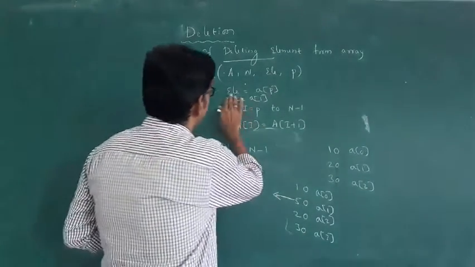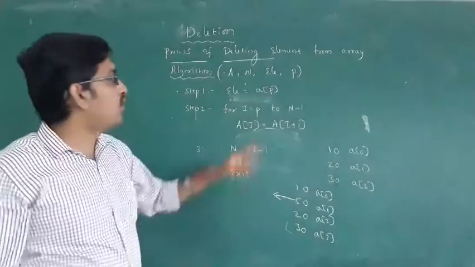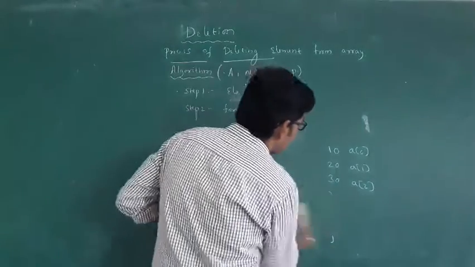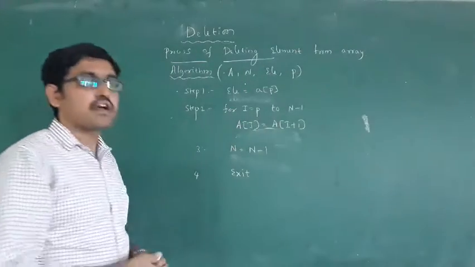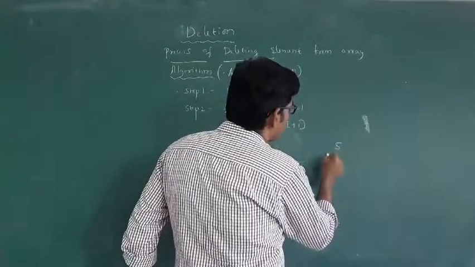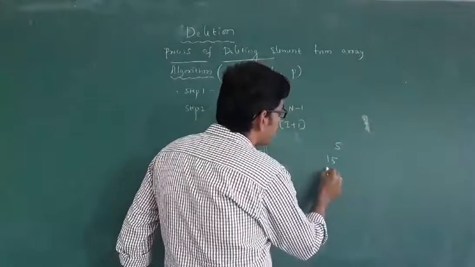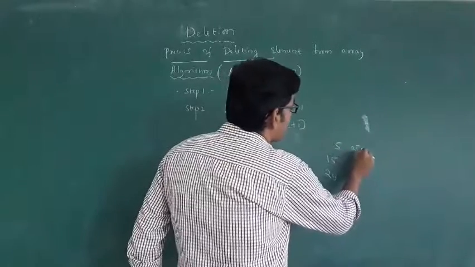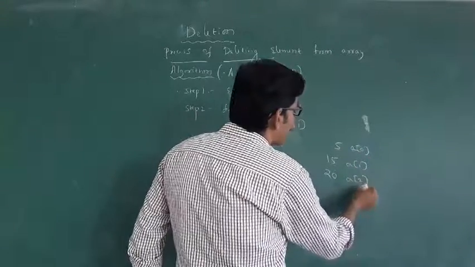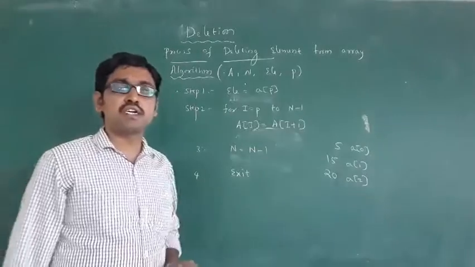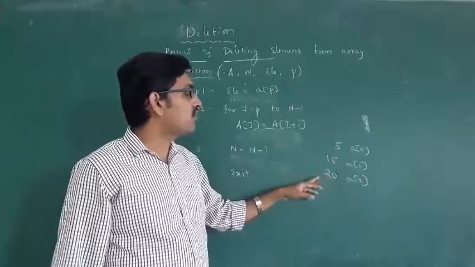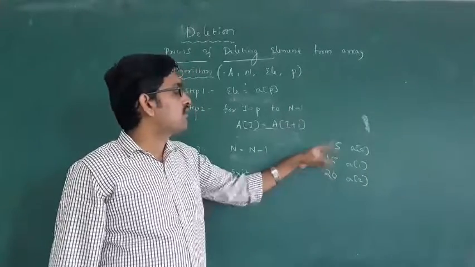This is about deletion. See, once again I will tell you how it happens. For example, I have taken different numbers. For example, I am taking 5, 15 and 20. This is in A of 0, this is in A of 1, this is in A of 2. Okay, what is deletion? Deletion means deleting an element from the array. I want to delete 5.